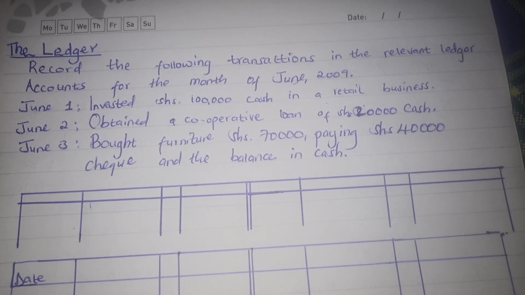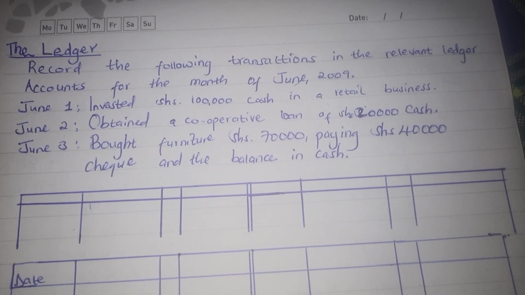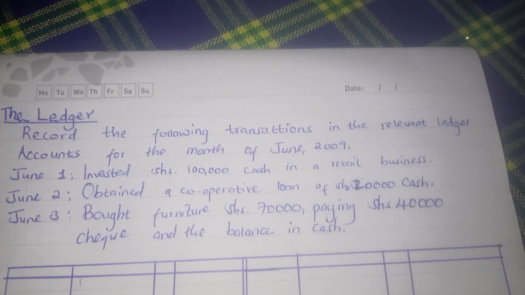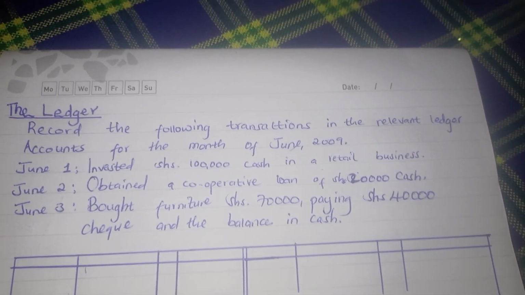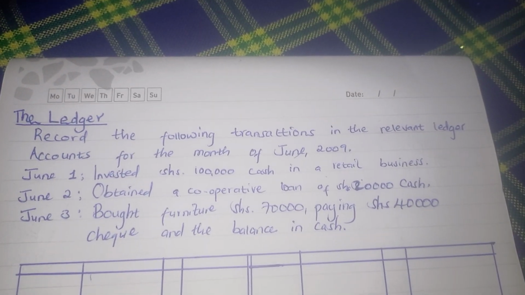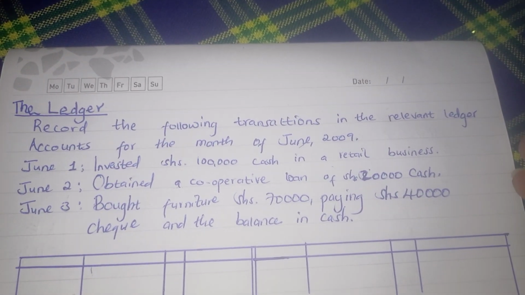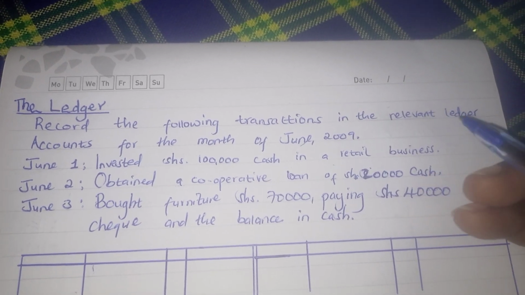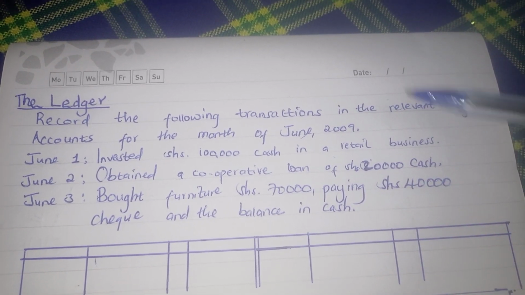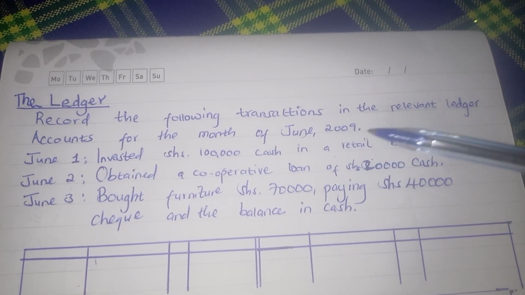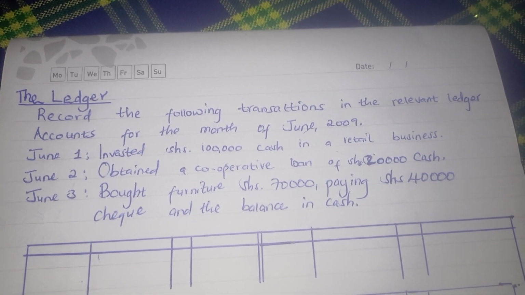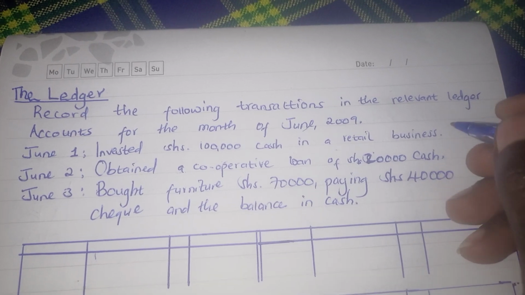So learners, first and foremost, before you proceed into opening your accounts, the first thing we need to do is to identify the affected accounts in each and every transaction. So we'll start with the first transaction, whereby we are told money was invested, a total of 100,000 shillings in cash in a retail business.